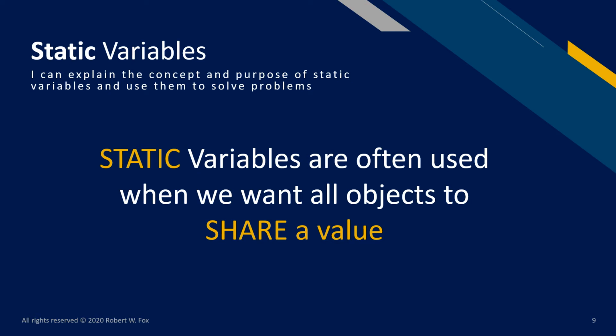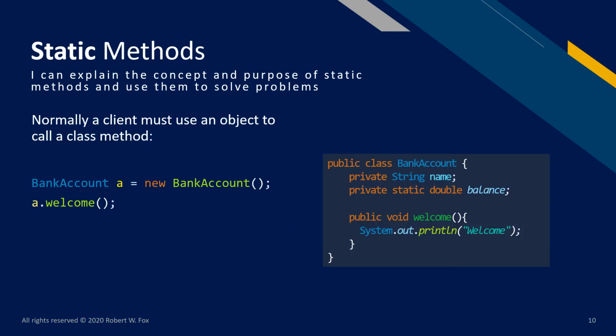But there are situations where we don't want that to be the case, and so static can help us by making it so that that variable is no longer tied to an instance of the object. Now that we've talked a little bit about static variables, let's move on and talk about static methods. And we'll start with what happens normally.